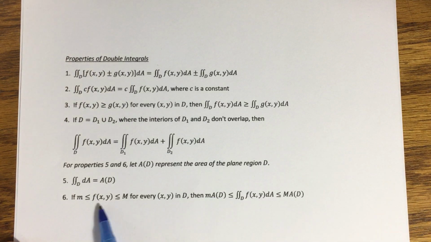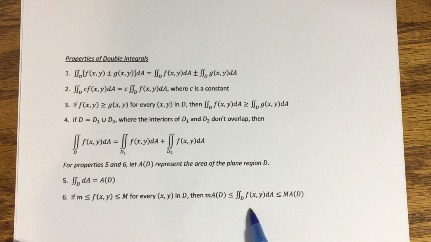And finally, we have a property that does also have a counterpart. It looks a little bit different, but it's essentially the same idea as in calculus 1. So this says if f of xy is bounded by these two numbers, so if f of xy is greater than or equal to little m and less than or equal to big M for all of the xy in this region D, then the integral of that function has bounds that use those two m's. So little m times the area of D, big M times the area of D.